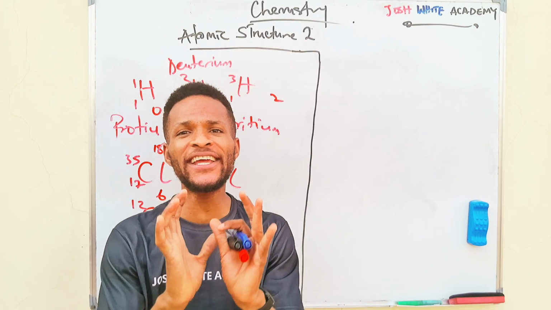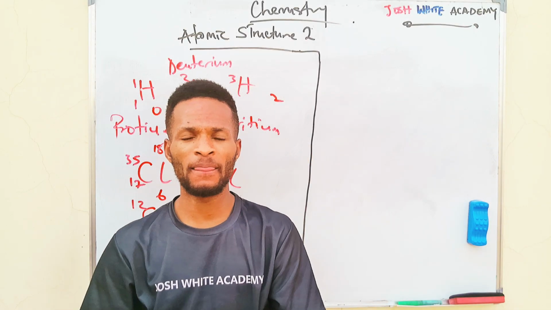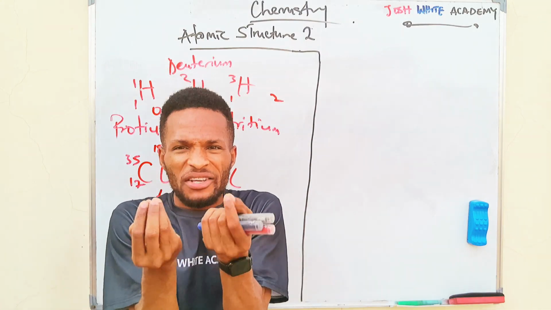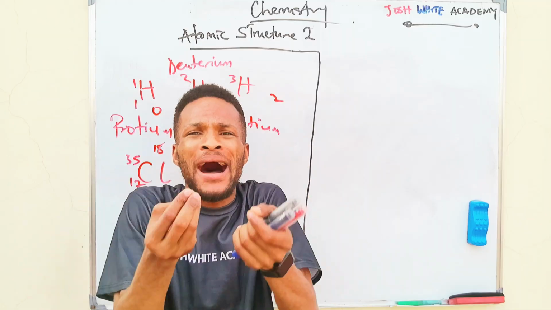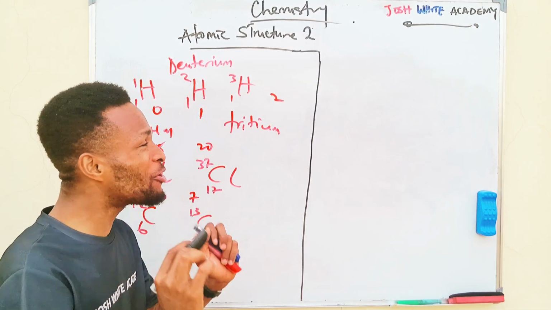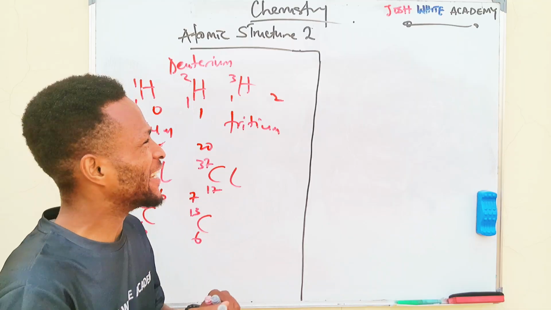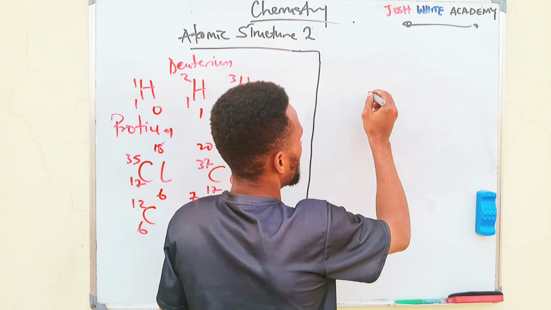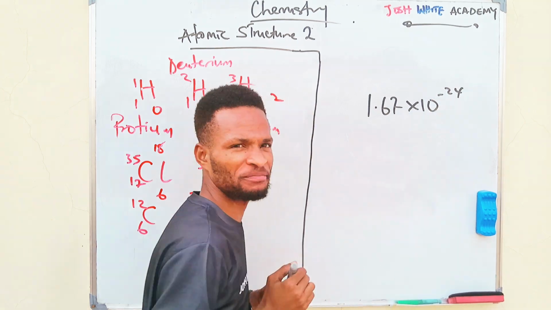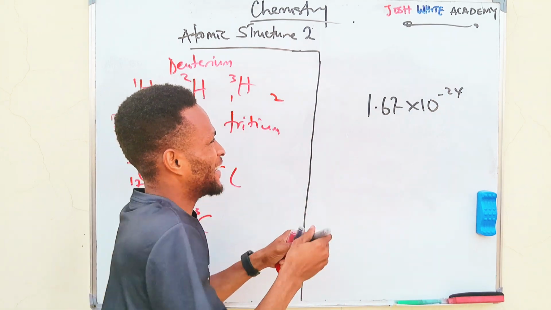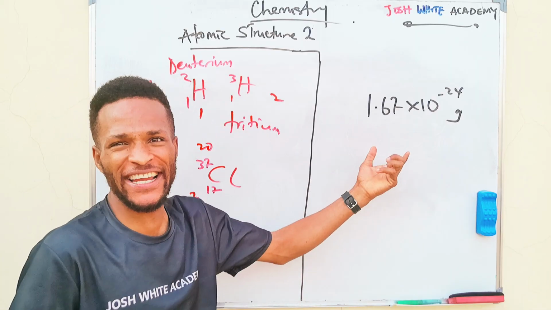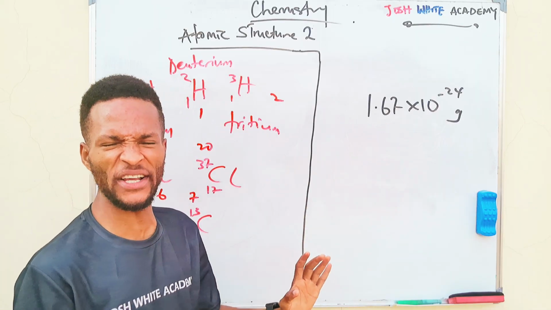Due to the tiny nature of atoms, it is almost impossible to quantify the mass of an atom. For instance, the mass of a hydrogen atom is around 1.67 times 10 to the power of minus 24 gram. So imagine, this is very tiny. Even the microscope can't view it.